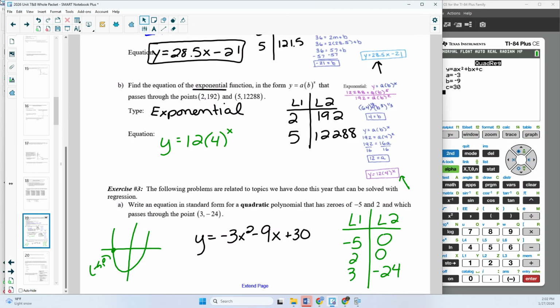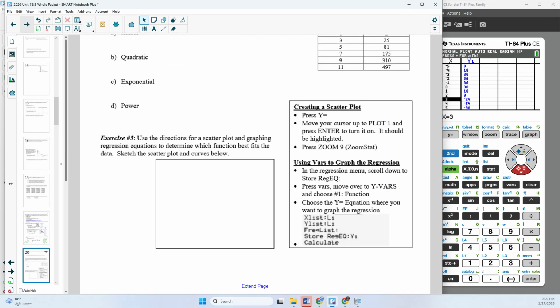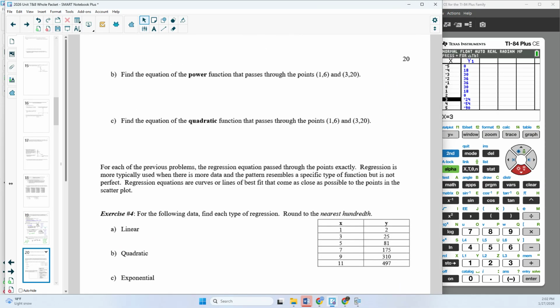And at any point, if I go to my y equals and I enter that equation, or any of the other equations we've found, for these exact problems, we'll talk about other types of problems, we should see in our table those points. So if I go back, I see (-5, 0), I see (2, 0), and I see (3, -24). So we're going to try a couple more.